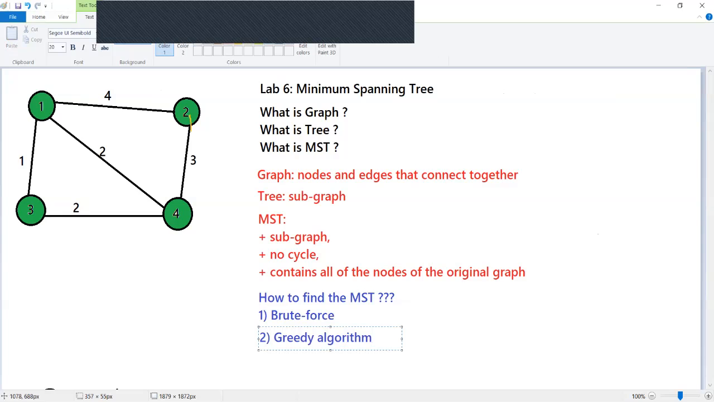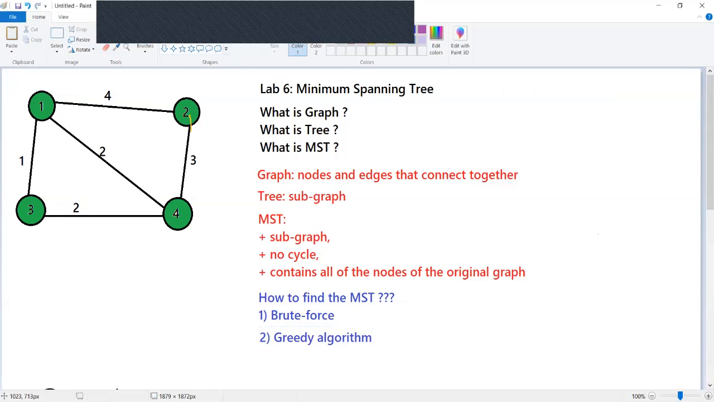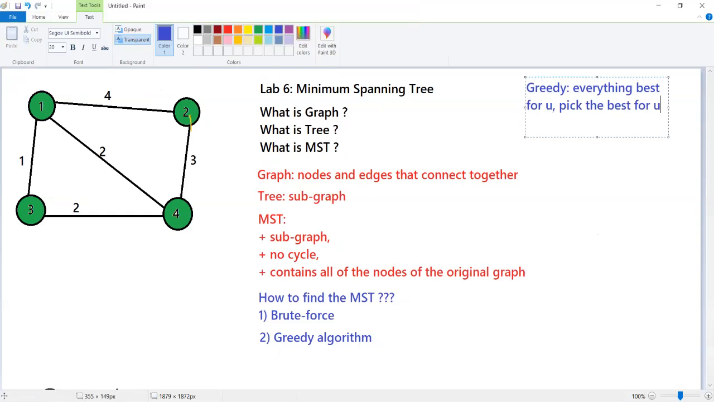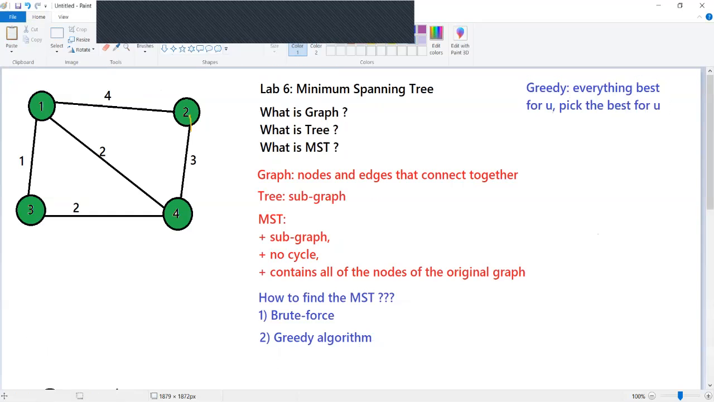So what is greedy? When you see greedy, what do you think about? What's the definition of greedy? Greedy means you want everything best for you, you pick the best for you. Anything you want, best for you. You only care about you. Like, I choose this one because it's so tasty, it's good, I like it. So you want it for yourself, you don't want to share it with anyone else. You want to pick the best thing for yourself.